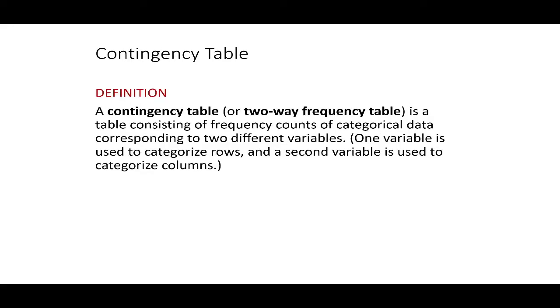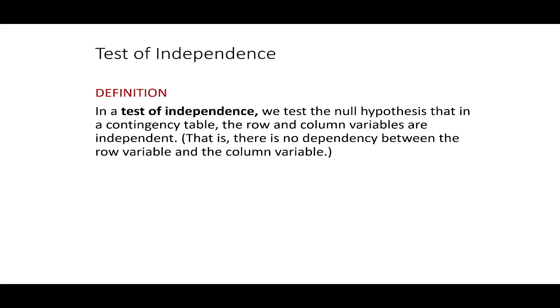The data given in the table is called a contingency table, a two-way frequency table. There is row data, and there is column data. A table consists of frequency counts of categorical data corresponding to two different variables. Remember, one variable is used to categorize rows and the second variable is used to categorize columns. And our goal is to test the independence of those row and column variables.